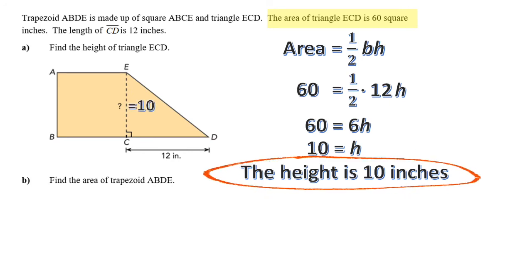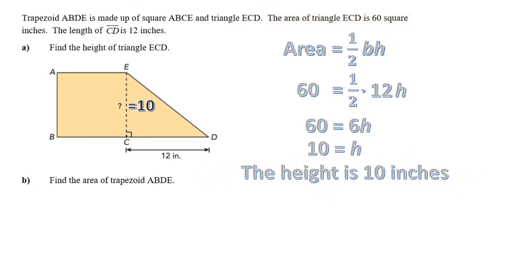Now the second part says to find the area of trapezoid ABDE, which is the entire thing. Now you could use the trapezoid formula. Now that you know that the side length of that square is 10, you could just plug in 10 for the top and 10 for BC, and then the base would be 22 across the bottom. But I'm actually going to go about it a little bit differently. I'm going to highlight the fact that there is a square there, which of course I could just find the area of that square, and we were already given the area of the triangle, so I could just add those two things together. So that's how I'm going to do it.